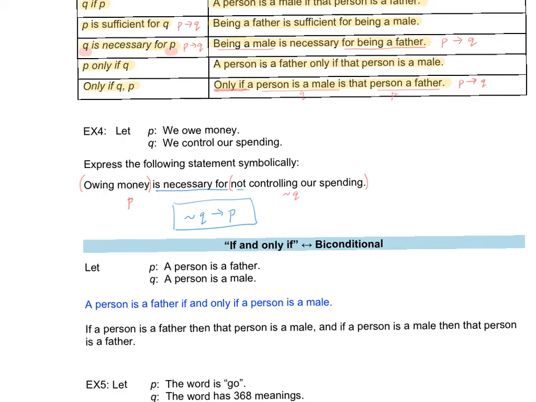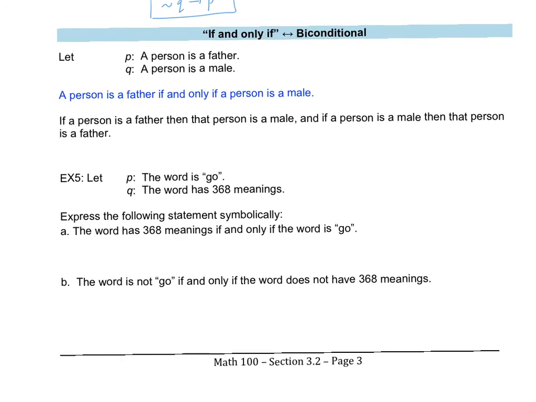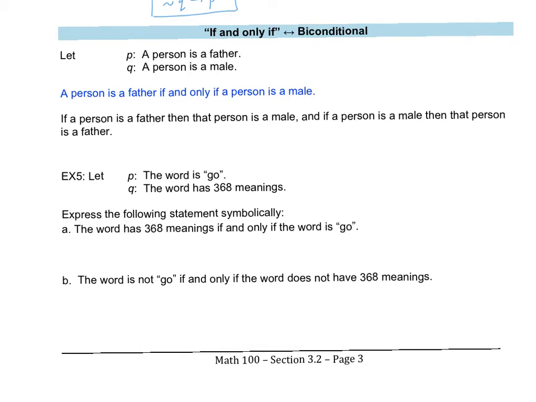Our last connective that we're going to talk about is the if and only if. That would be our biconditional. If and only if. It's a double arrow. What a biconditional does is exactly what it sounds like. Bi is two. We saw the conditional statement, the if then, so a biconditional just puts two conditionals together. We'll look at this example. P is a person is a father, and Q is a person is a male.